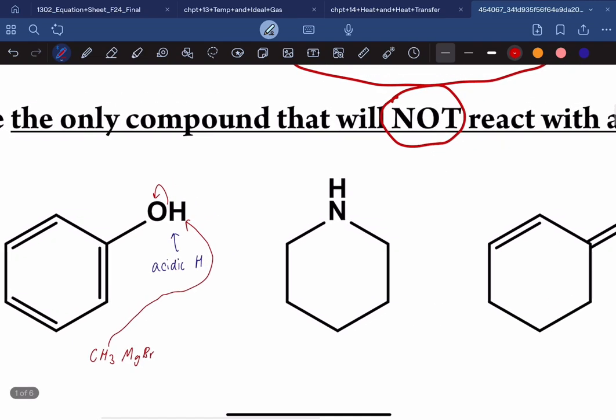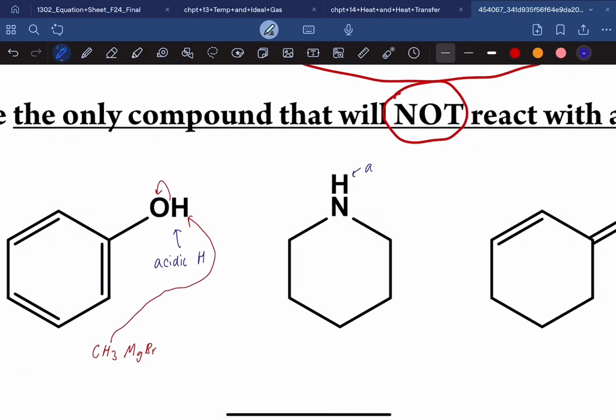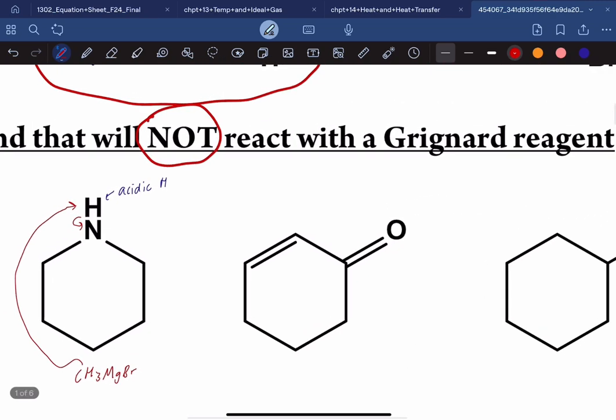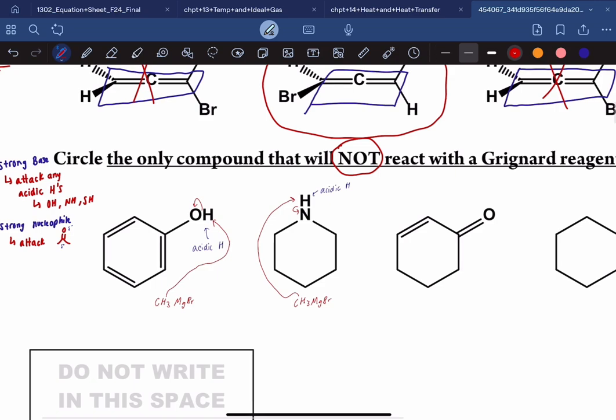Okay, same thing here. I see I have another acidic hydrogen. So it's going to be the same mechanism. It's going to be CH3MgBr. And this could be any Grignard, by the way. I'm just using CH3 because it's the tiniest one that I know. But it will attack these. So moral of the story, this is not the answer. This is not the answer.